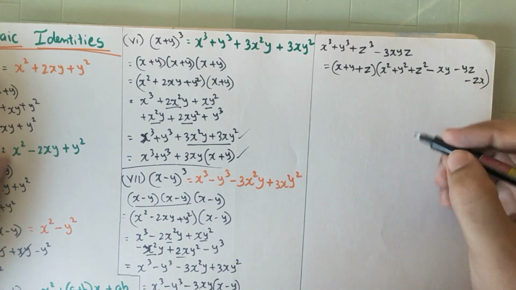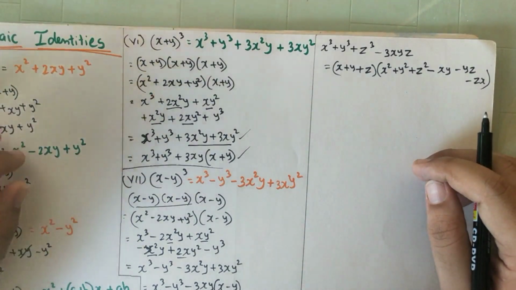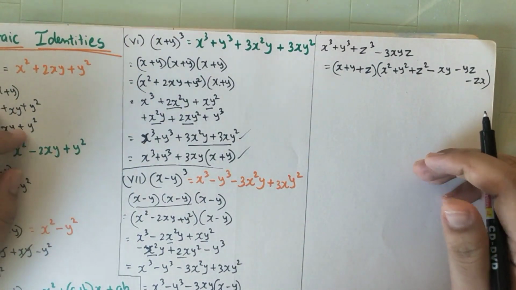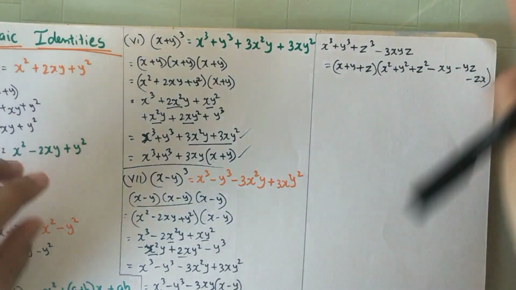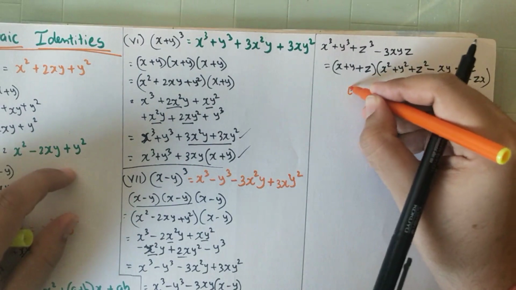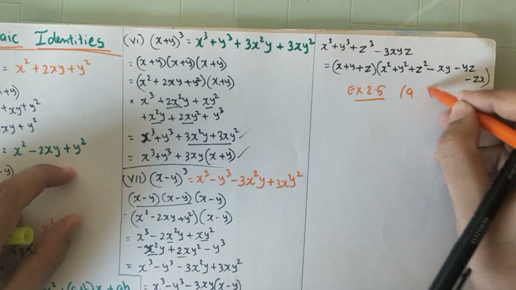Now my 9th and 10th identity are actually not identities given in the textbook. They are given in the form of sums. Exercise 2.5, 9th and 10th sum.